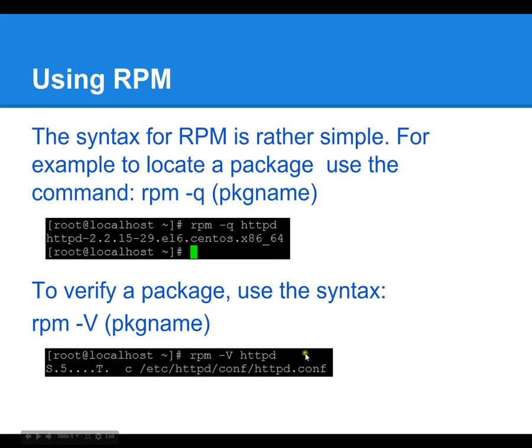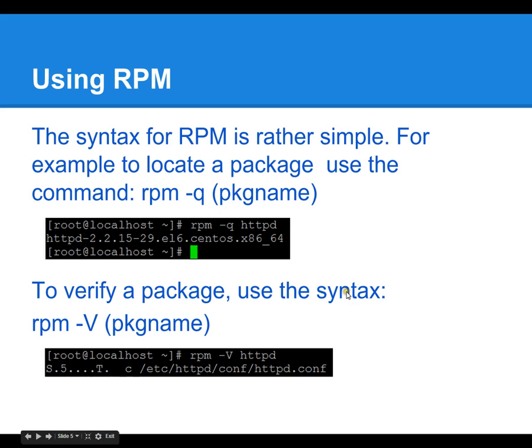The syntax for RPM is really intuitive. It's really simple to use. If you want to locate a package, you type rpm -q and then the name of the package. Here's an example of that. I've typed rpm -q httpd, and it's located the package, which is a package for Apache.